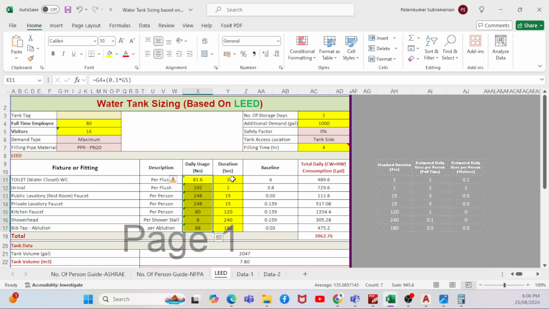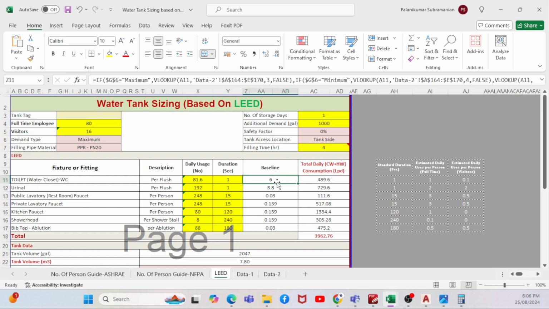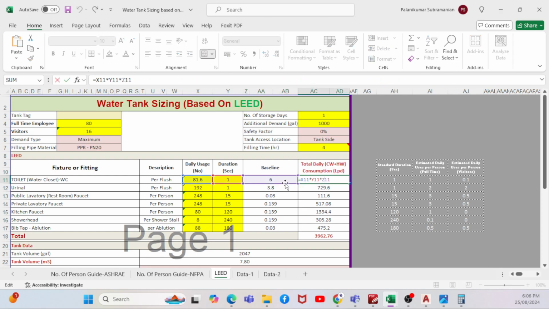And the duration, each duration. Say for example, if I have a WC, I will be using it for one flush, right? One flush. So that one I am converting from seconds. Actually this is not seconds, this is actually one flush. Clear, right? So when I convert from this value, I can calculate my total baseline value plus duration or flush. This is maybe seconds or flush. Then multiply by the total number of people, I will get the total daily requirement, daily consumption. Clear, right?